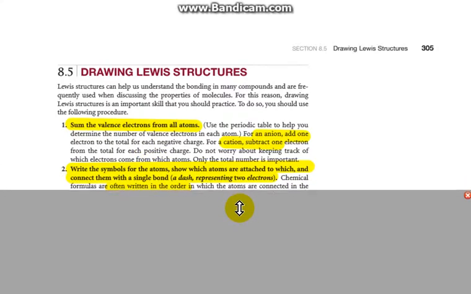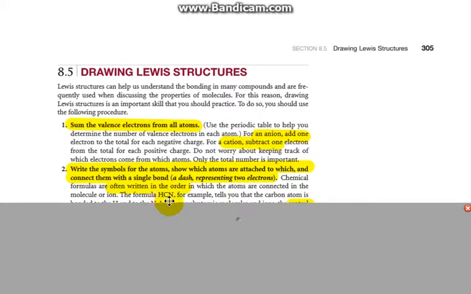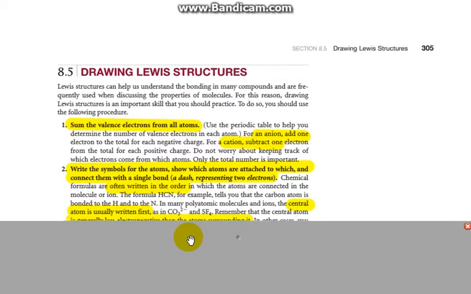Write the symbols for the atoms, show which atoms are attached to which, and connect them with a single bond. Remember that a single bond is 2 electrons. Chemical formulas are often written in order. So for example, HCN will have an H attached to a C attached to an N. Quite often they are written like that.